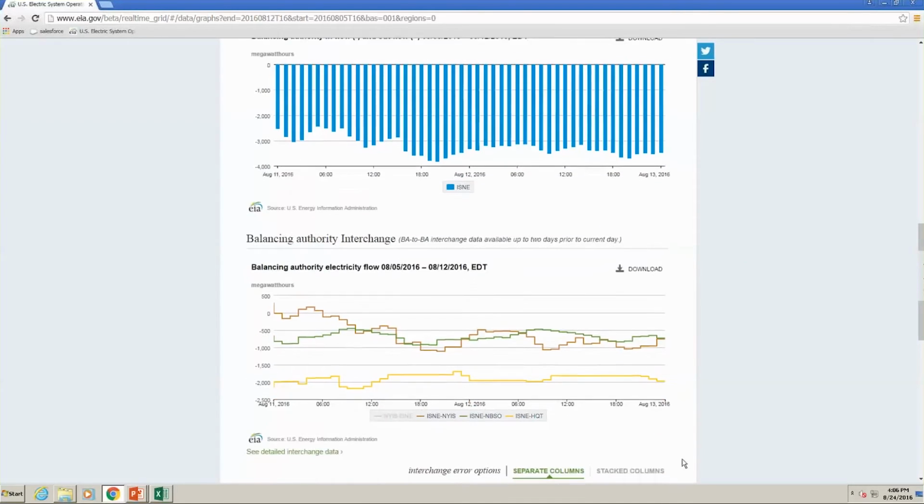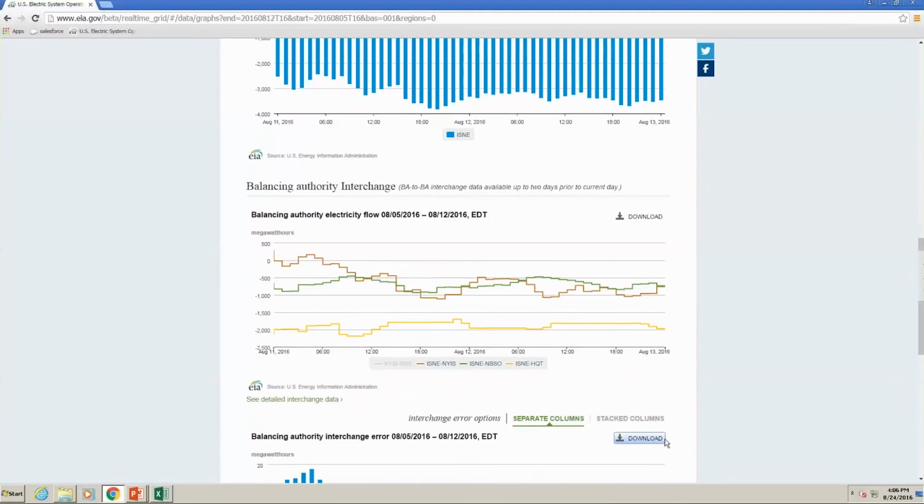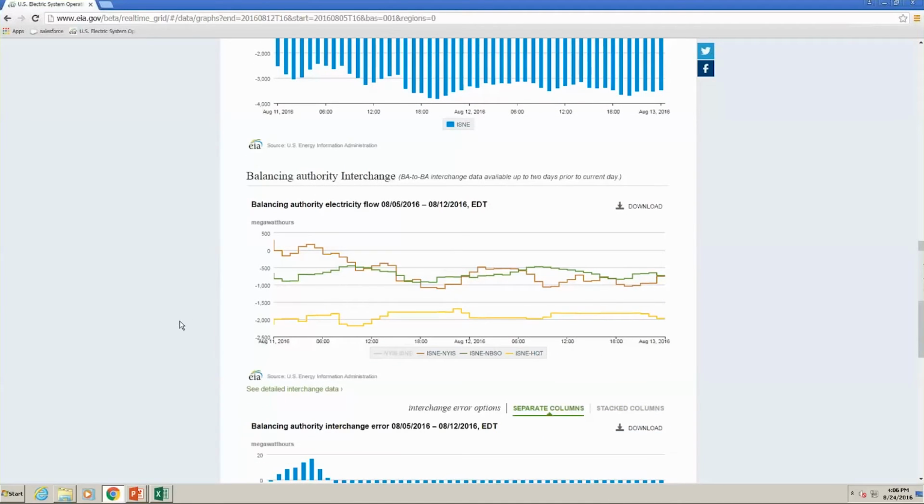to the bottom. And what we see in the middle of the page here are some colored lines. These represent the imports of electricity from those 3 systems. Just to point this out, up toward the top is the 0 line. So most of what we're seeing here is negative numbers, which is consistent with what we were seeing above.